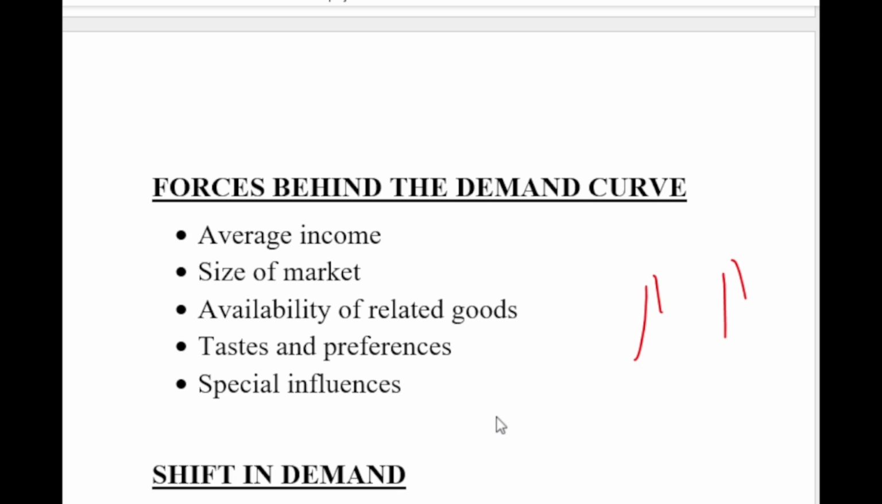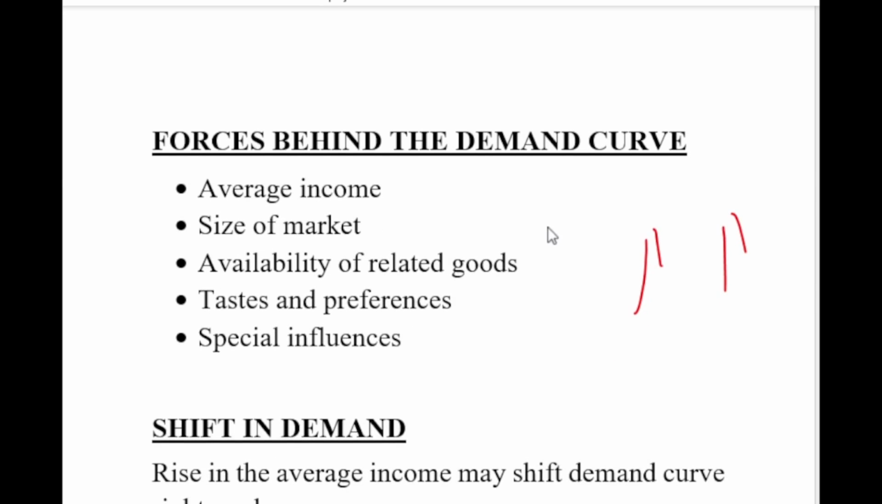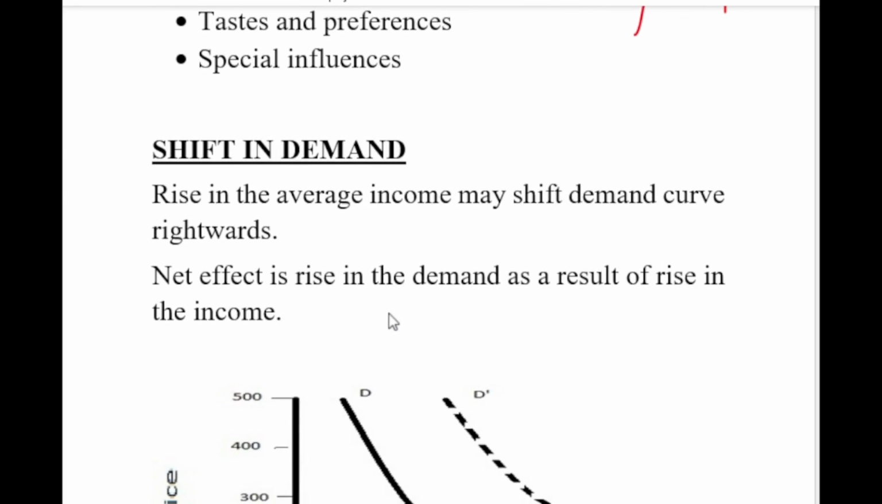So these are the special influences which affect the demand for goods. To summarize the forces behind the demand curve: when average income rises, quantity demanded rises; when the size of the market grows, demand rises; and there are also availability of related goods, taste and preferences, and special influences.